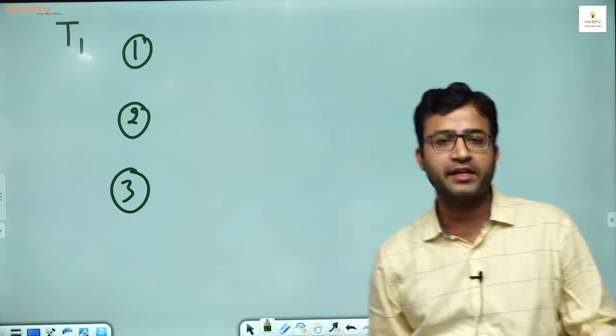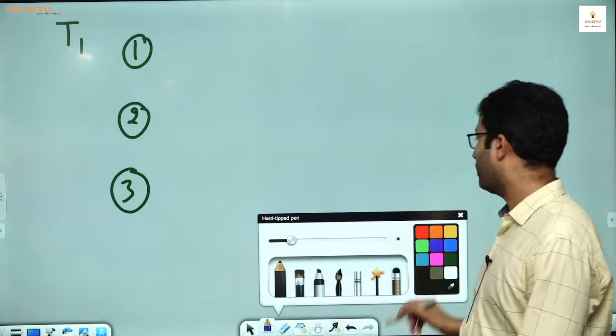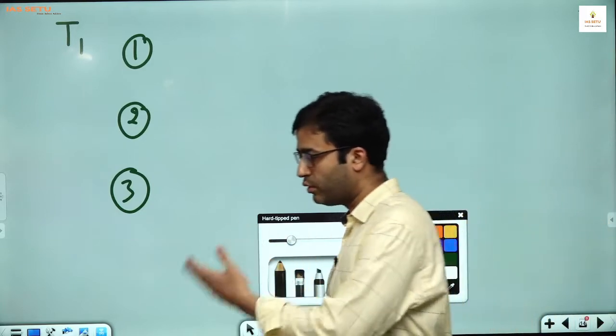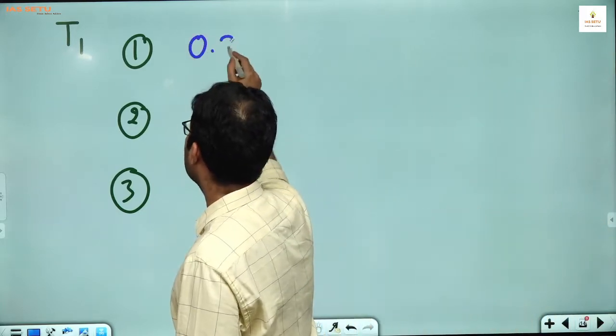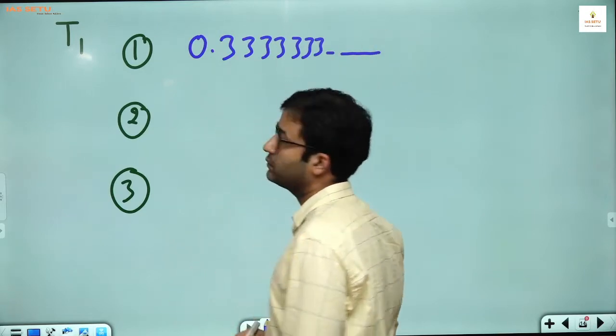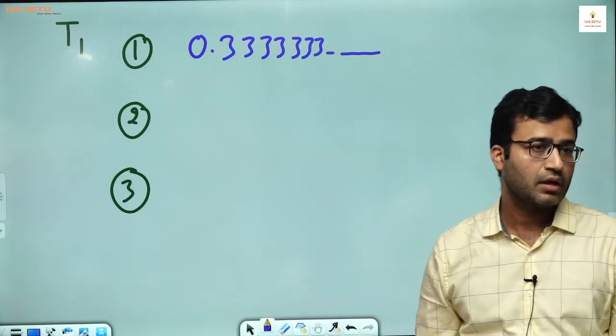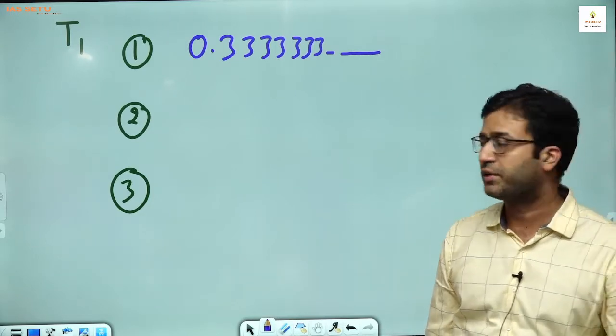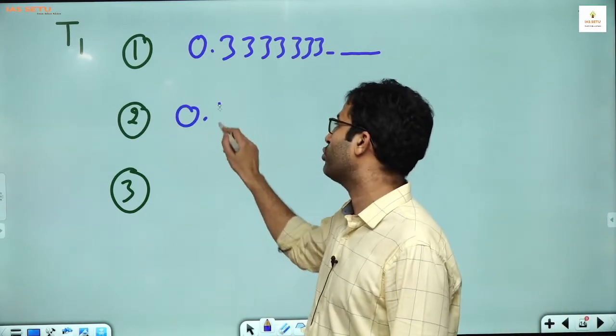Type 1 questions are very simple. We have repetition immediately after the decimal, like my first question, 0.33333. There is a repetition of 3. And it is not necessary that it is a repetition of 1 digit; it can be a repetition of 2 digits or 3 digits.